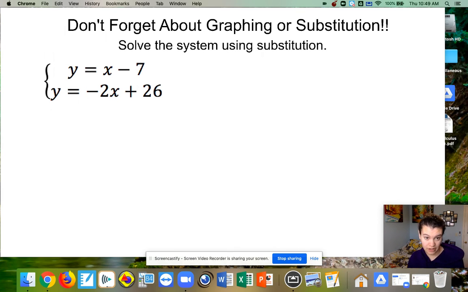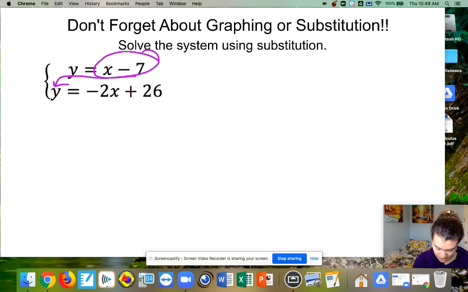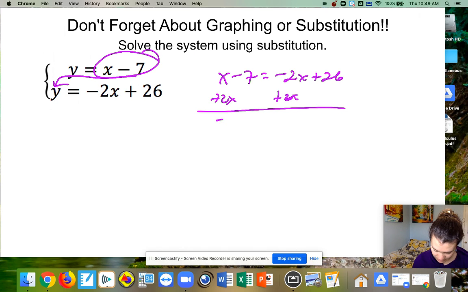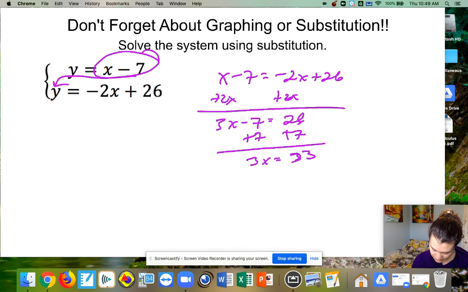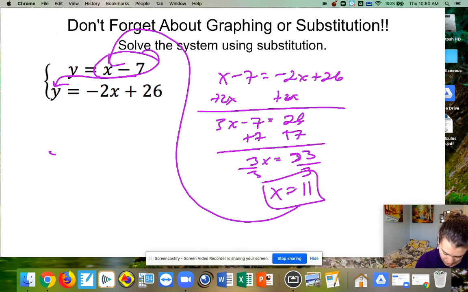Substitution, again, you take one and plug it into the other. So we're going to take this and replace that y. So you get x minus 7 equals -2x plus 26, and then you can solve. So I can add 2x to both sides, and you get 3x minus 7 equals 26, plus 7, plus 7. 3x equals 33. Divide by 3, and x equals 11. And then take that x and plug it back in up here to get y equals 11 minus 7, which then is 4.